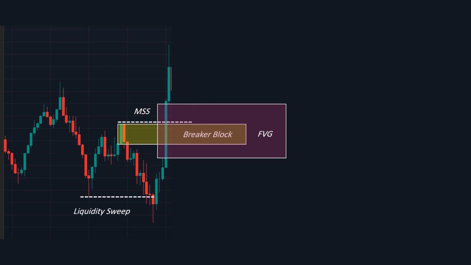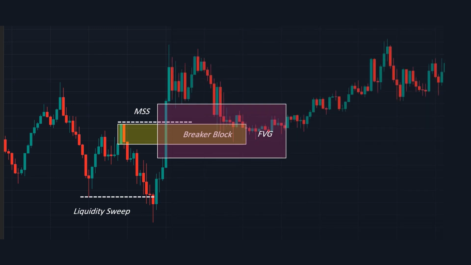The second high-quality setup occurs when a breaker block aligns with a significant liquidity void in the market. This typically happens when the price breaks the breaker block inefficiently, leaving a gap in the market. This scenario presents an excellent opportunity for executing buy or sell positions with a high probability of success.